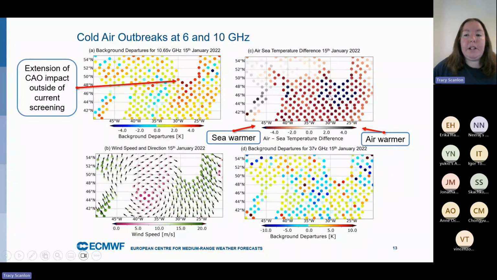These areas coincide with largely negative air minus C temperature differences, as well as high wind speeds. So our assumption here is that 6 and 10 gigahertz are slightly more affected by cold air outbreaks in terms of the signal that we see, but it also may be due to issues with the emissivity model, particularly as we see this at high wind speeds.